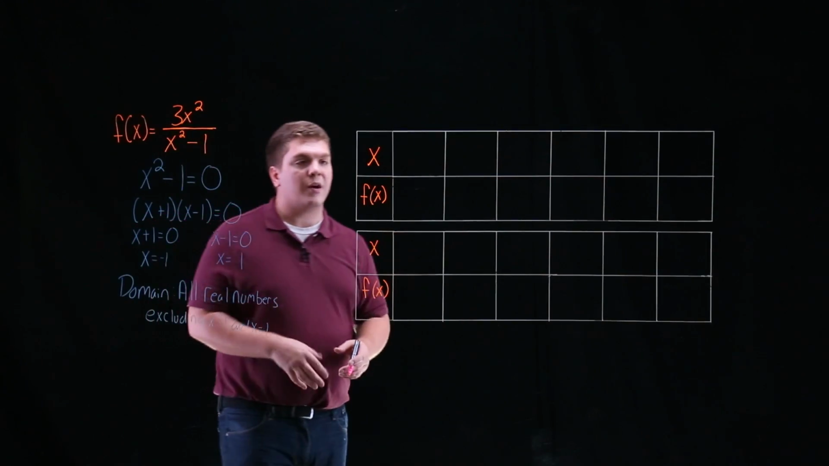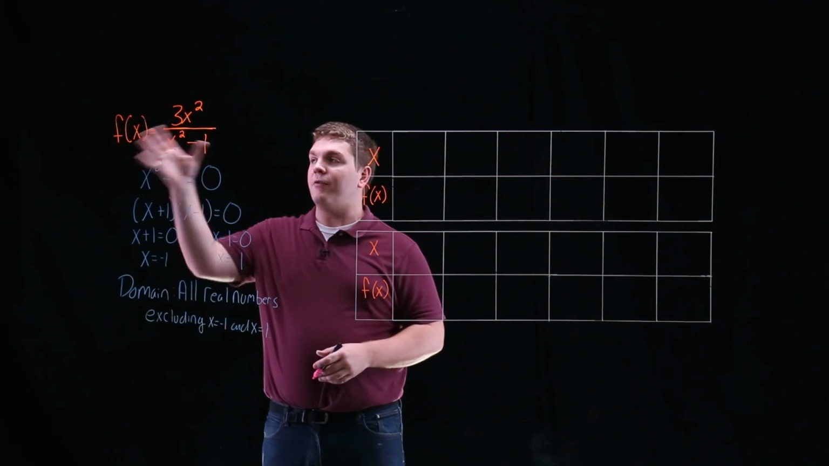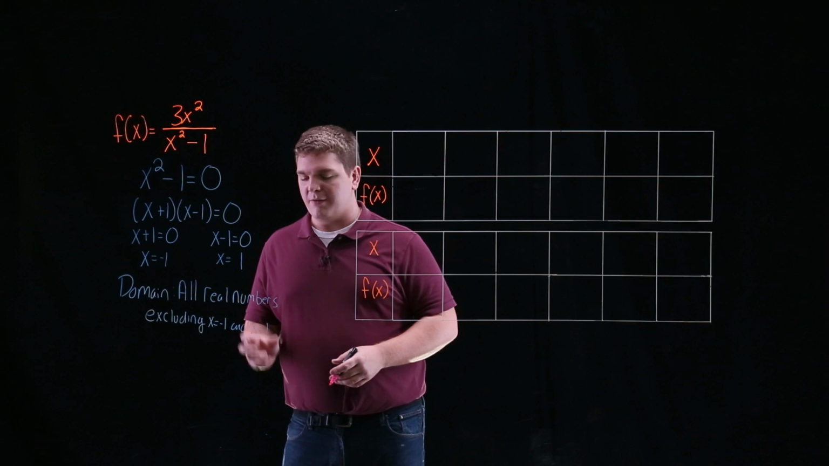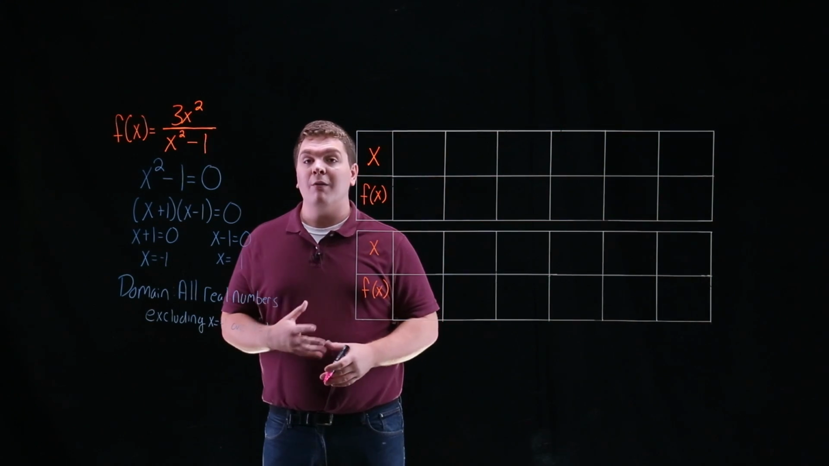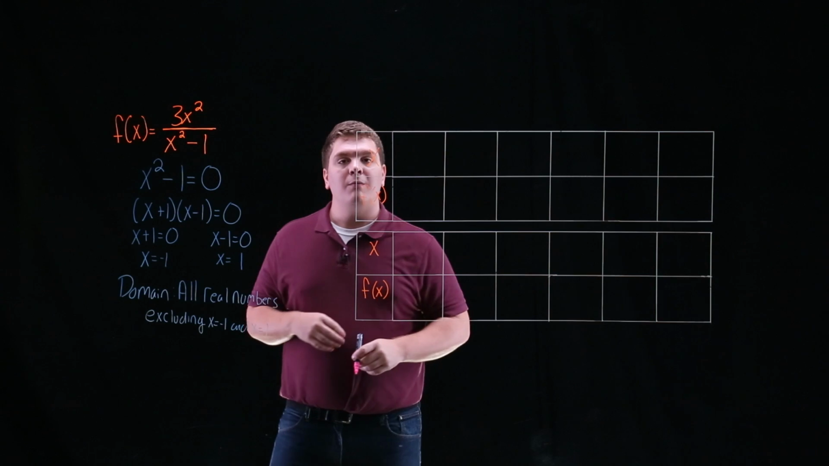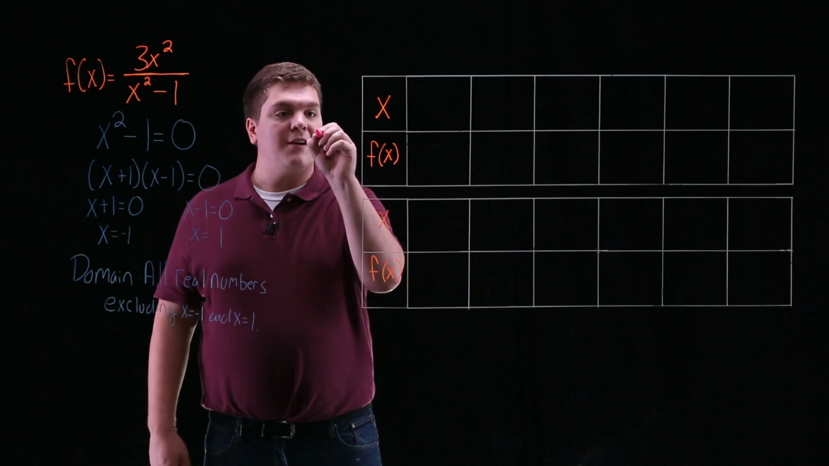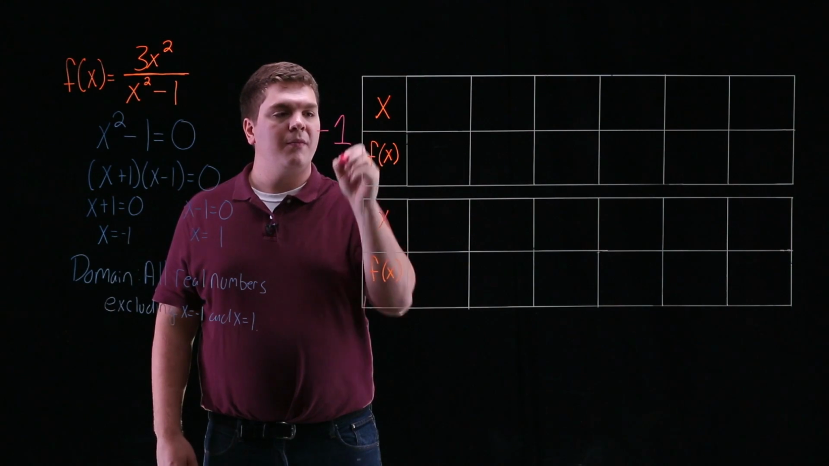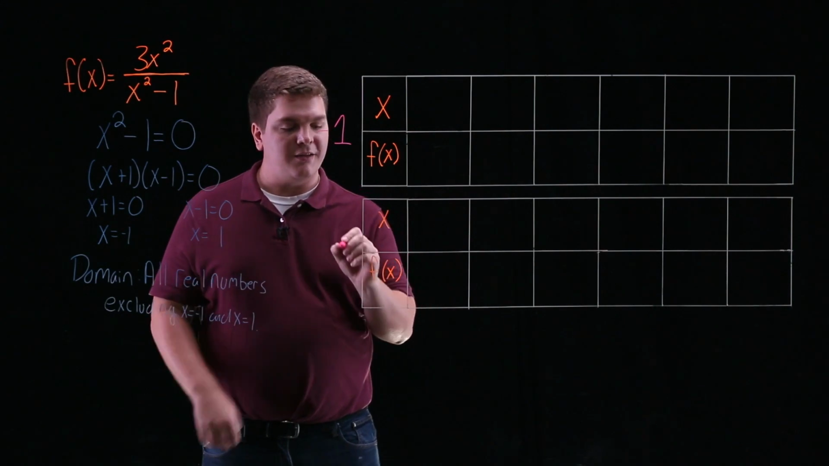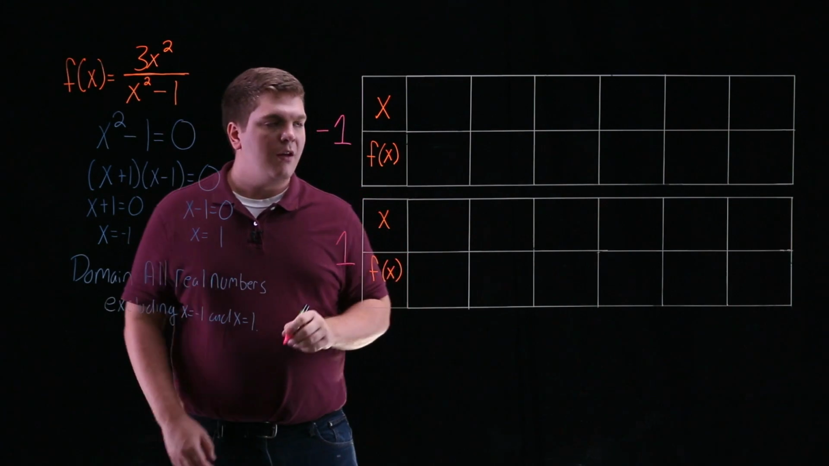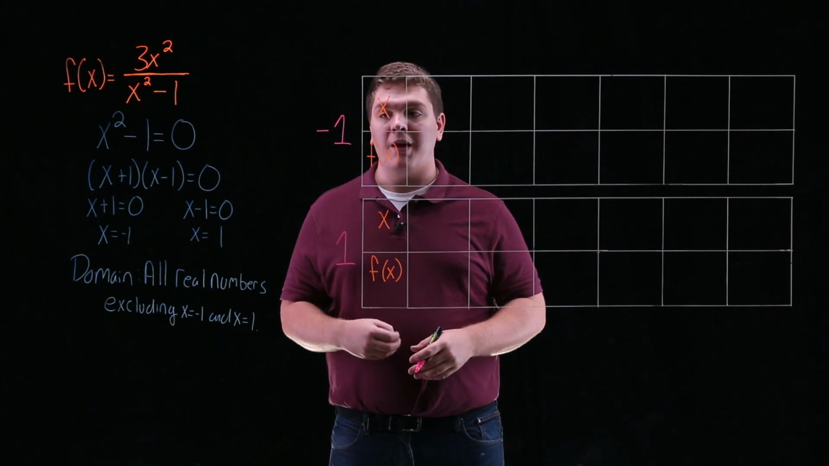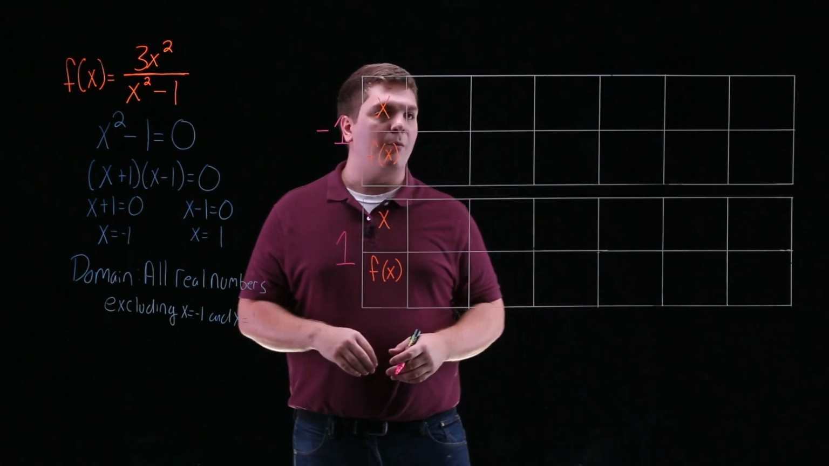Now for the second part of this problem, we're asked to describe how the function behaves near these excluded x values, so near x equals negative 1 and x equals 1. And how we're going to do this is just by looking at two tables. The top one, we're going to look at the values as these x values approach negative 1. And this bottom table, we're going to look at what happens to the function as the x values approach 1. We're going to choose a couple values to the left and to the right of both negative 1 and 1.